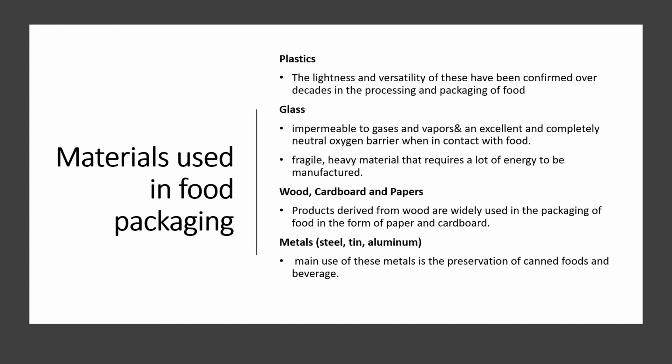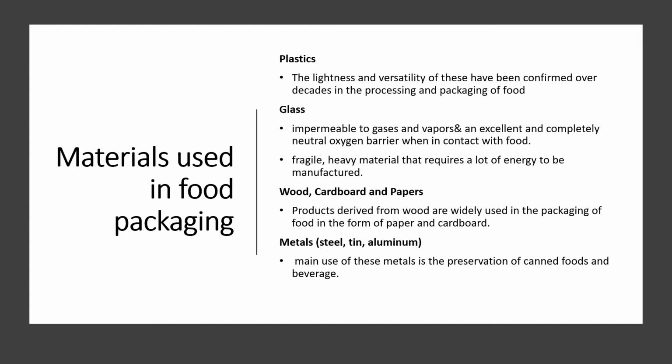So glass is an inert material that is impermeable to gas and vapors. So it is an excellent and completely neutral oxygen barrier when it's put in contact with food. However, it is really fragile and it is really expensive to manufacture and also to ship and handle.